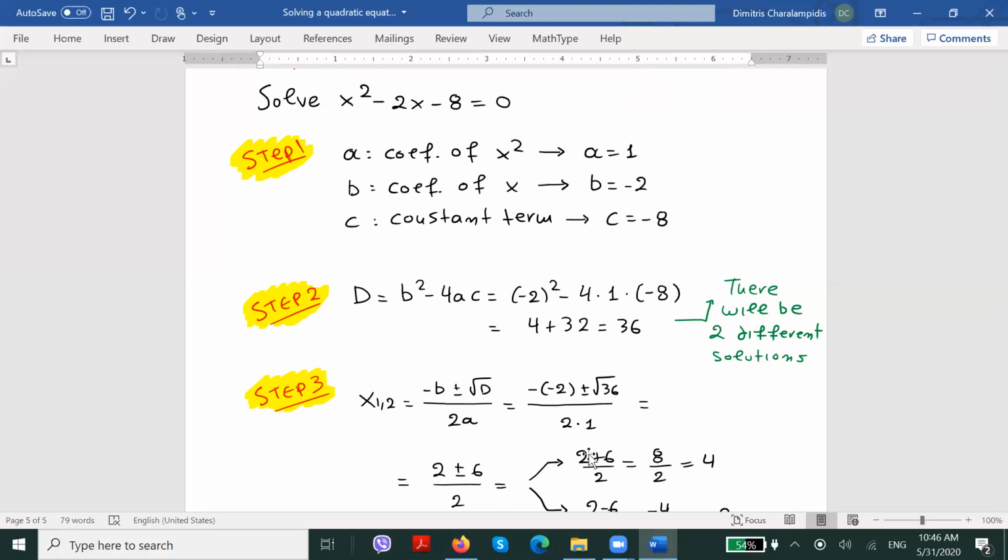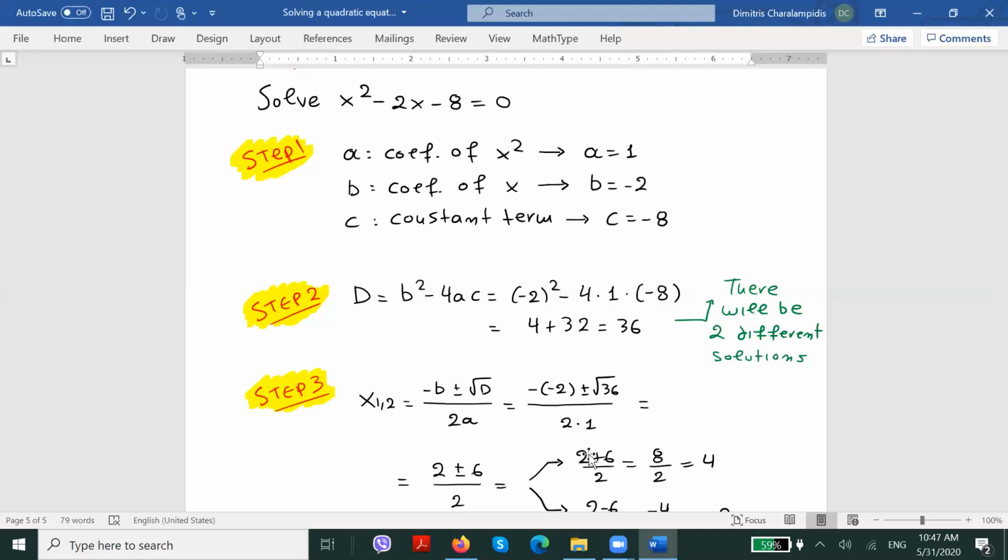In the second step, we calculate the value of the discriminant by the formula b squared minus 4 times a times c. In my case, it would be negative 2 squared minus 4 times 1 times negative 8. Be careful with the signs. Negative 2 squared is equal to negative 2 times negative 2, and therefore is equal to 4. Minus 4 times 1 times negative 8 should be positive, so we should write 4 plus 32, which leads to the value of 36.